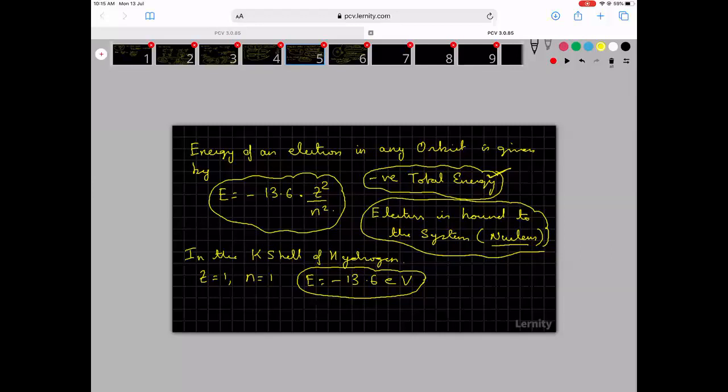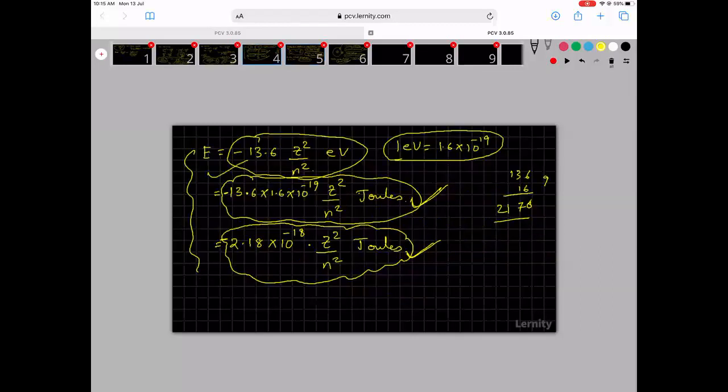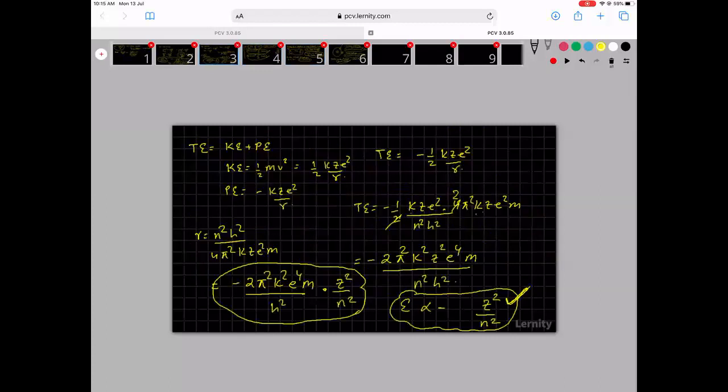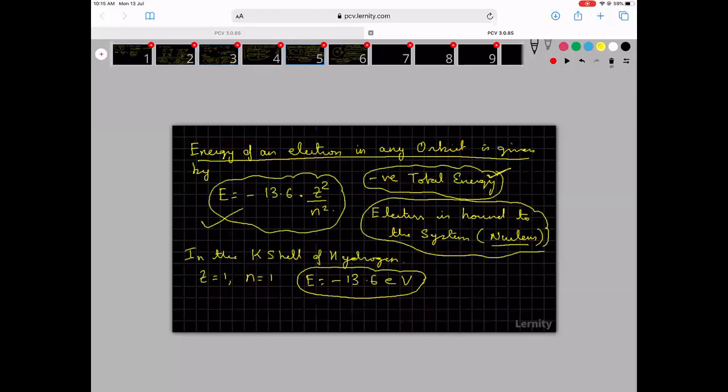Anyway, energy of an electron in any orbit is given by this. This is the same thing that I wrote in the previous slides. This is the 4th time I am writing it.